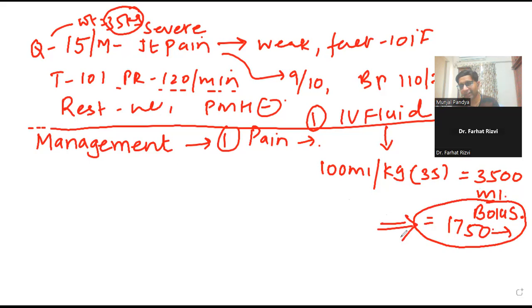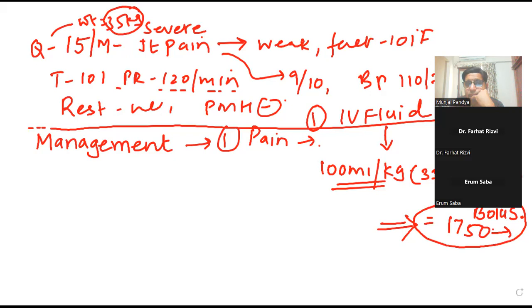Number two, you need to know the initial fluid management for this patient. Whenever you start fluid for any patient in the emergency room, how do you calculate the fluid? Sir, we have done the calculation of fluid for dehydration in peds. That is why I said, for severe dehydration, it goes with 100 ml per kg. Because 3,500 ml in a bolus was too much, I thought maybe it's 50 ml per kg.